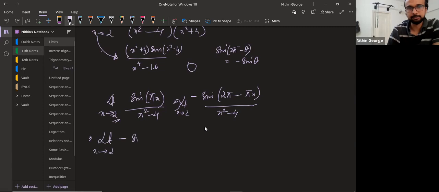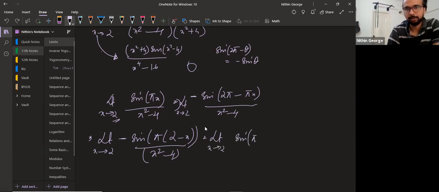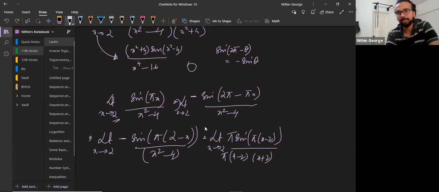So this becomes minus of sine pi into 2 minus x, right? I can make the numerator eat the minus sign up. So it becomes limit x tends to 2 of sine of pi into x minus 2 divided by x square minus 4, which I'll write as x minus 2 into x plus 2. And like Aditi said initially, I'll multiply and divide by pi. Why? Because I see this pi into x minus 2 tending towards 0, so there should be a pi into x minus 2 accordingly in the denominator.